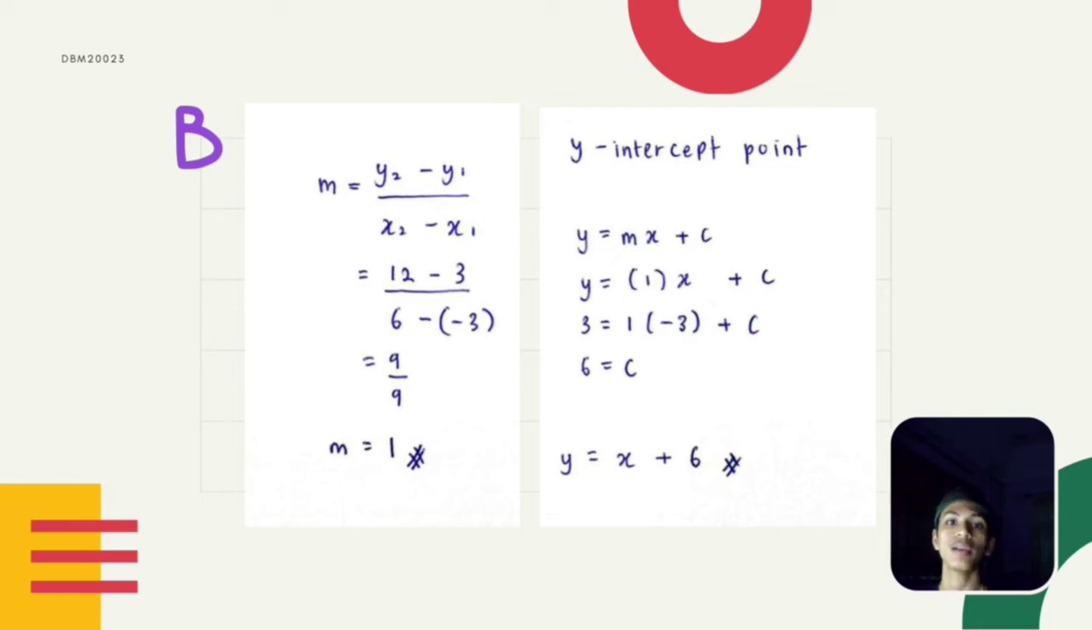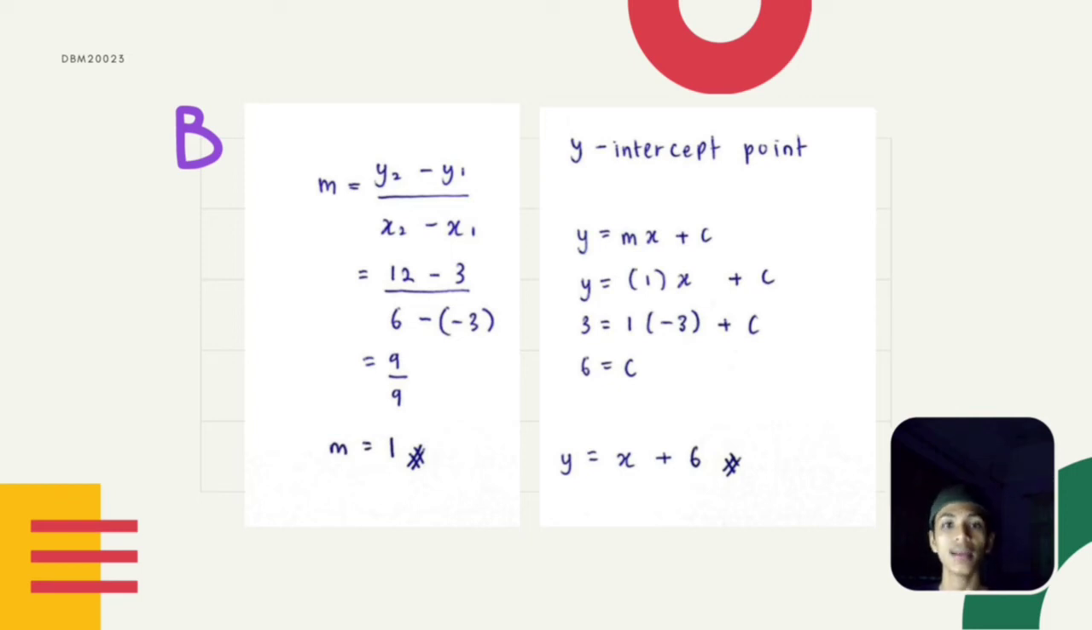So first, we need to find the gradient, and the formula for the gradient is y2 minus y1 over x2 minus x1. So m is the gradient, and then we're going to subtract all of it. So 12 minus 3 over 6 minus bracket negative 3. So the final answer is going to be 9 over 9. So the gradient is 1.